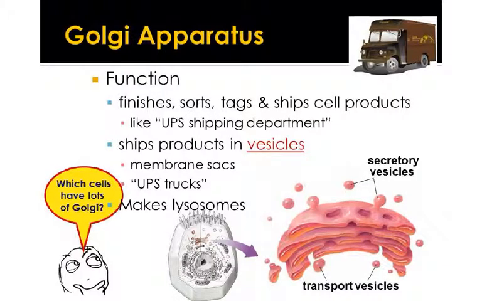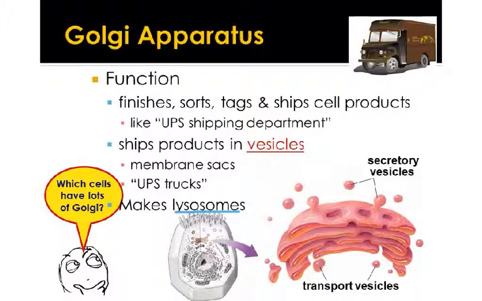Your Golgi apparatus is like the UPS of your cell. It finishes, sorts, tags, and ships your proteins. Basically, it finishes them up and then tells them where to go by adding little chemical tags to them. Your Golgi also makes lysosomes. So cells that need to ship out lots of proteins, not only will they have lots of rough ER, they'll also have lots of Golgi.